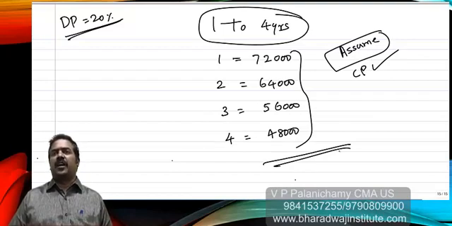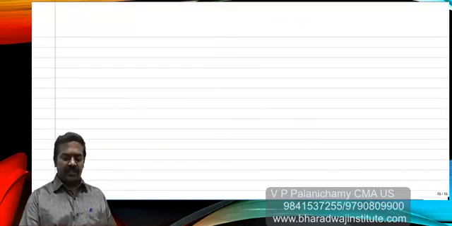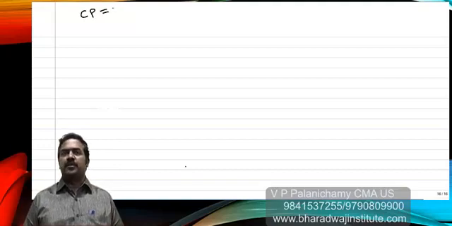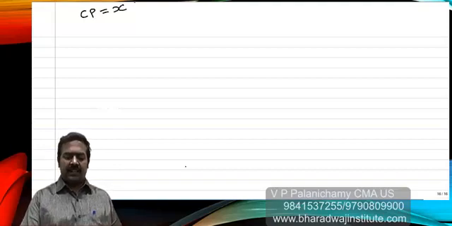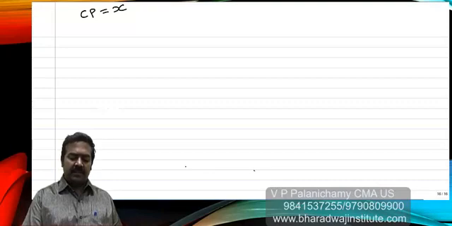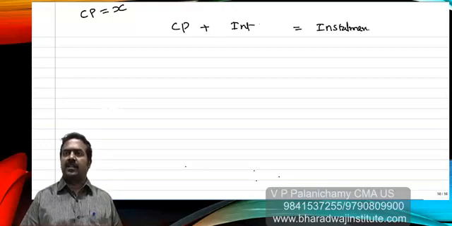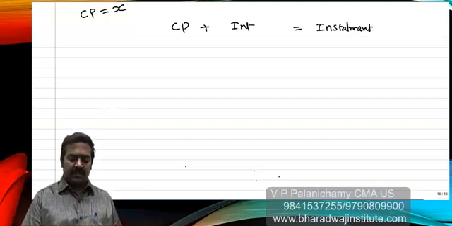Listen, if the installment is uniform, the interest will be in which ratio? 4:3:2:1 ratio. Let me assume the cash price paid as X. Now, cash price plus interest will give us the installment each time. The installments are given for the first year, second year, third year, fourth year.